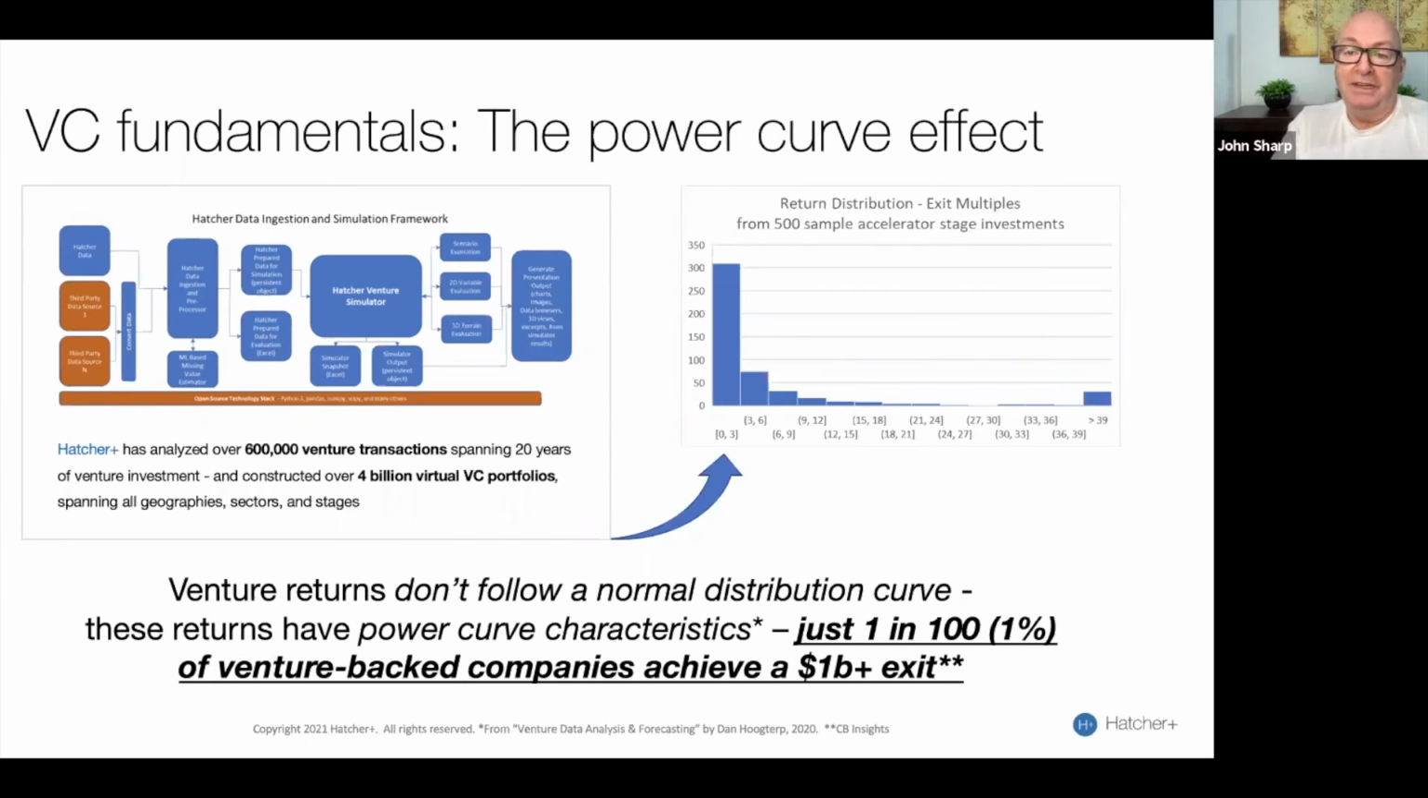It doesn't work that way in any other asset class. Right, or rarely. And so venture doesn't follow a normal distribution curve. That's the first takeaway from this slide.